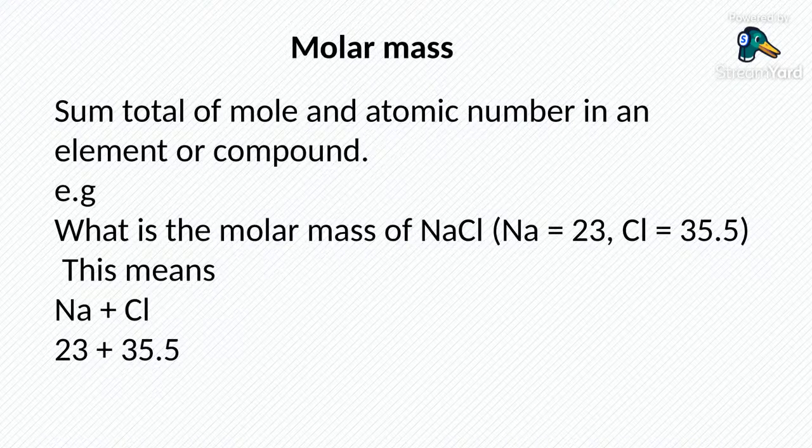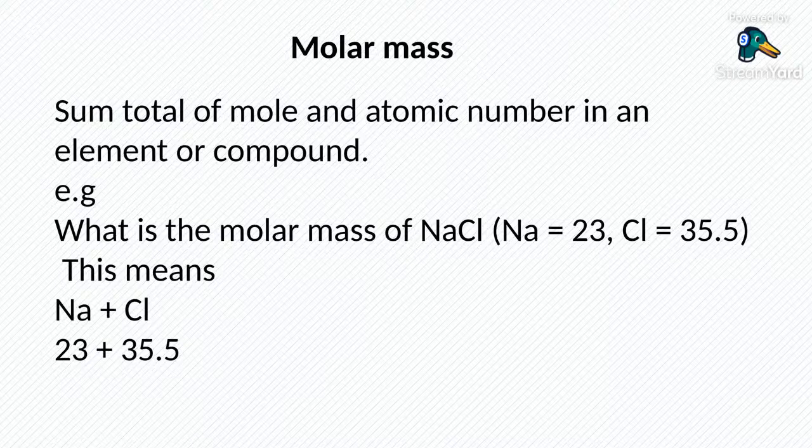Okay, so Joanne, we said molar mass is defined as the sum total of mole and atomic number in a compound. That means if we have a compound or an element that asks us to calculate the molar mass, for example: what is the molar mass of sodium chloride? They said sodium, which is Na, is equal to 23, and chlorine is equal to 35.5. Now, how many elements form sodium chloride? They are just two. We have sodium and we have chlorine. If we add them together, it simply means that we are adding their values together.